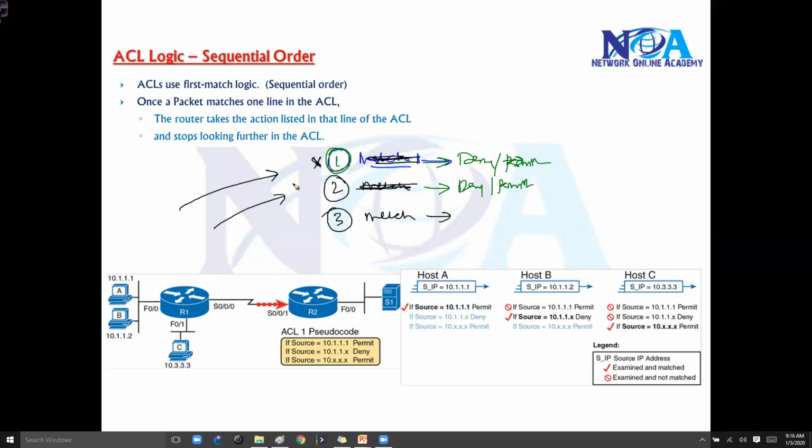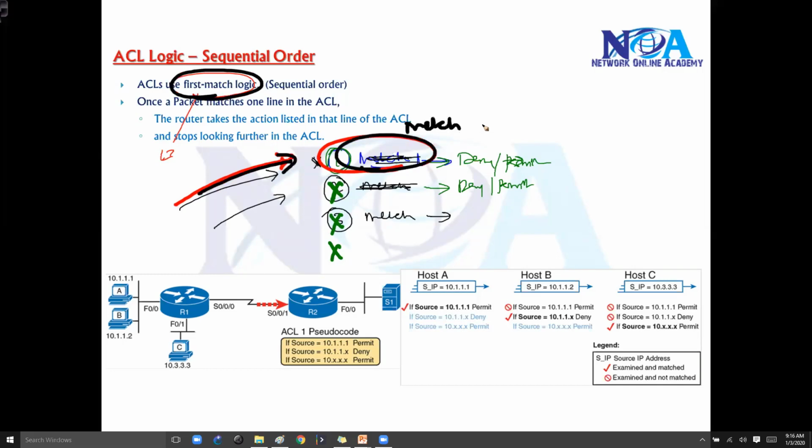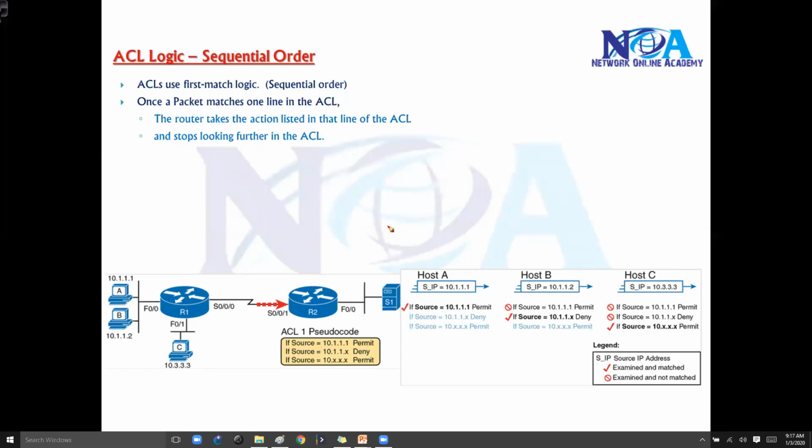Okay, so the thing you need to understand is it's first match logic. It means that if a packet matches the first rule, it will never check the second or third rules normally. It's not like it will check all the rules. It stops on first match, which means if the first rule matches, then it will take the appropriate action defined, whether to deny or permit, and the next statements it will never check. That's the reason writing the ACL in a proper sequence is very important.